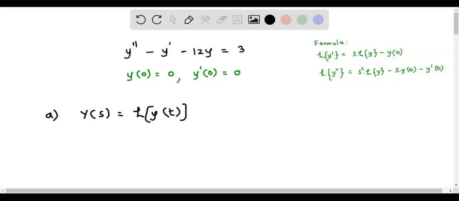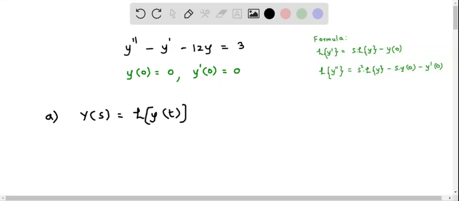Let's solve this initial value problem by applying Laplace transform. So here we have the differential equation y double prime minus y prime minus 12y equals 3, and the boundary conditions are y of 0 equals 0 and y prime of 0 equals 0. So first let's apply Laplace transform.